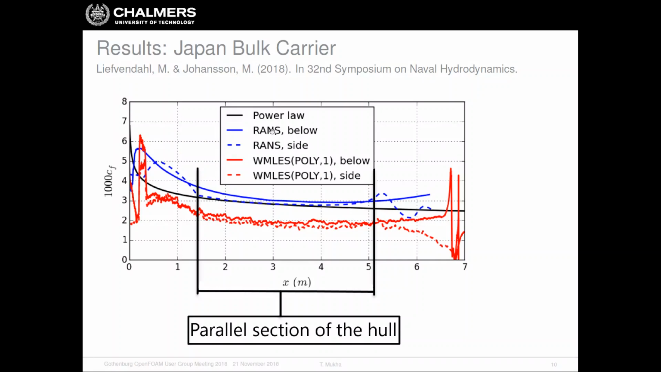What we can see is the RANS performs actually quite well for this flow, or for this region of the flow, I should say at least. And both below and on the side we have something which is quite close to the power law estimate.